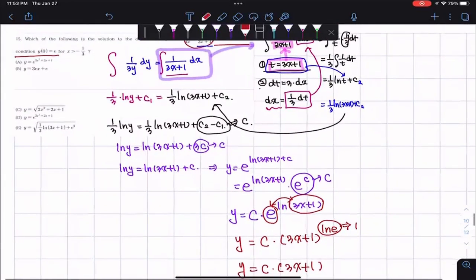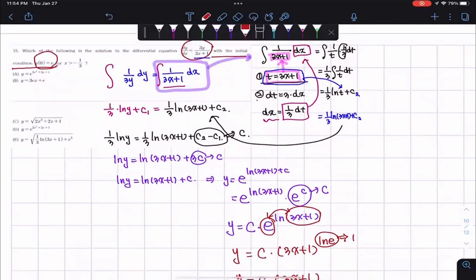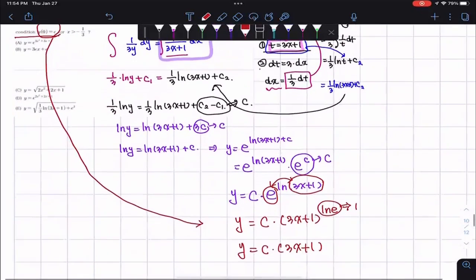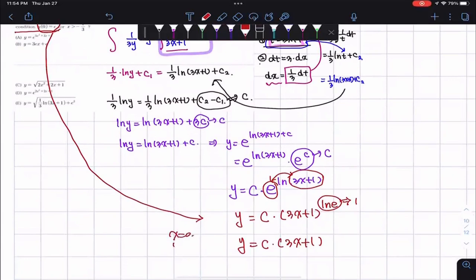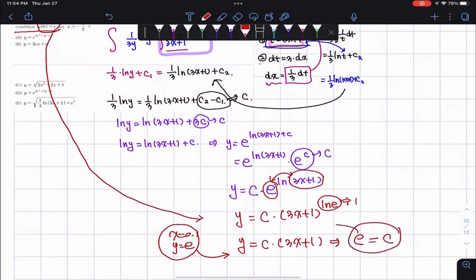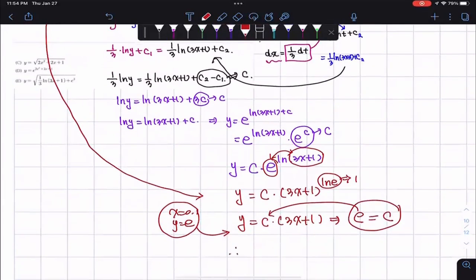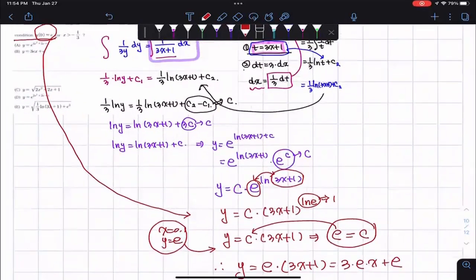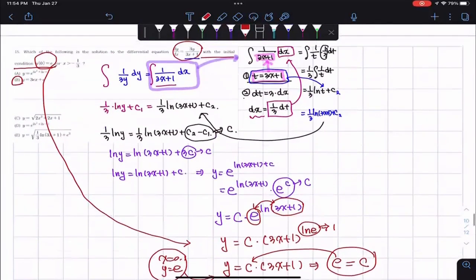To find C, I'll use the initial point x = 0, y = e. Plug in this value, so e = C. Come back: therefore, y = e times (3x+1), which is 3ex + e. So the answer is B.